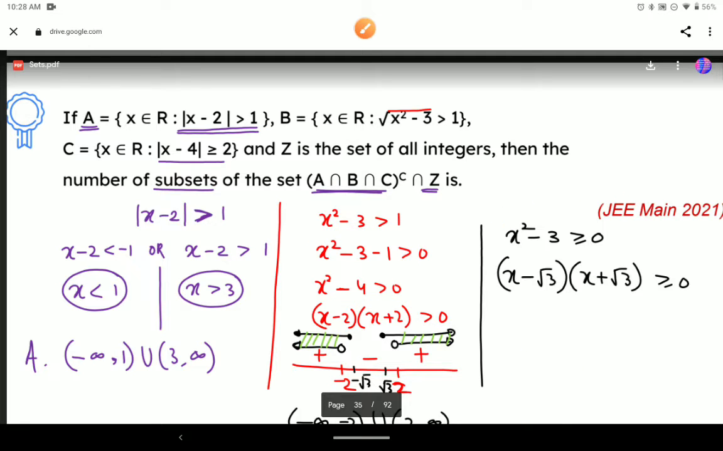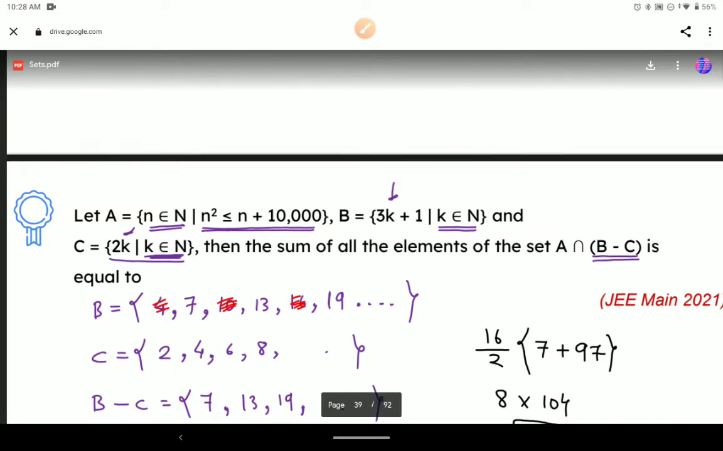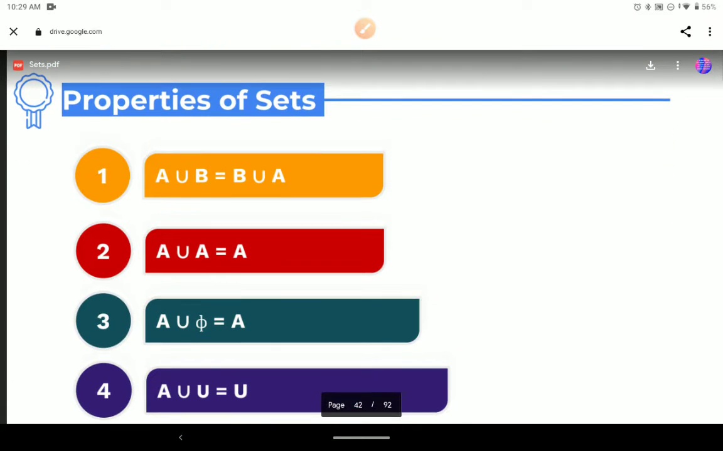Time is getting late, guys. I hope everybody understood this. All these are this type of questions only. Same questions, nothing changes.